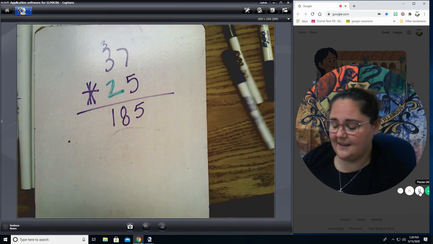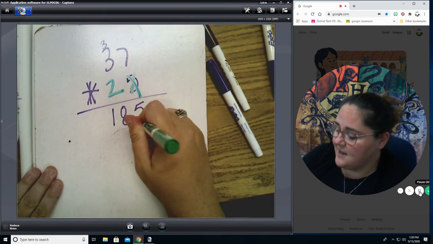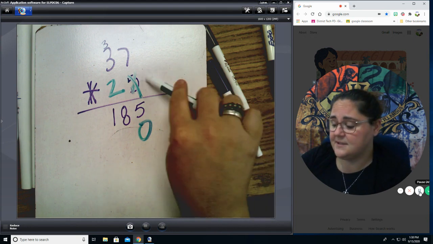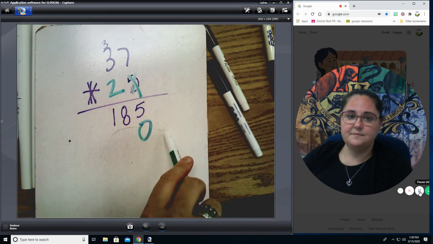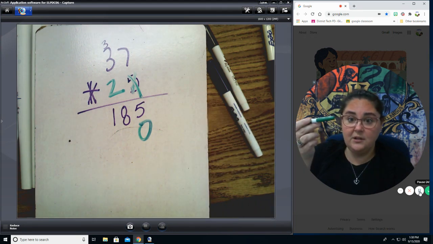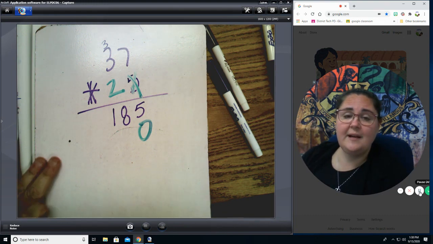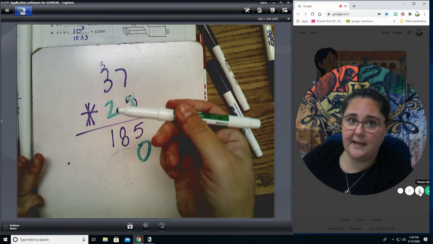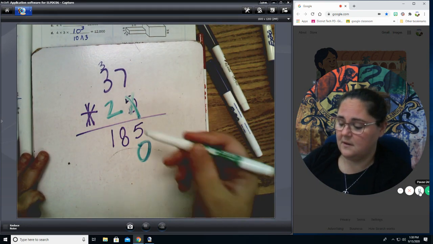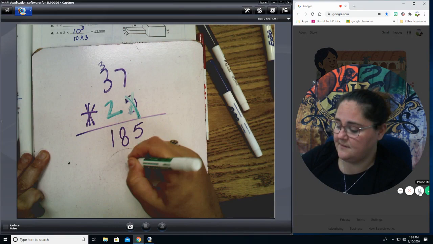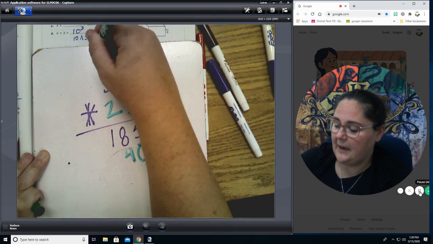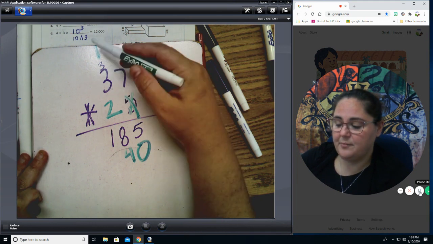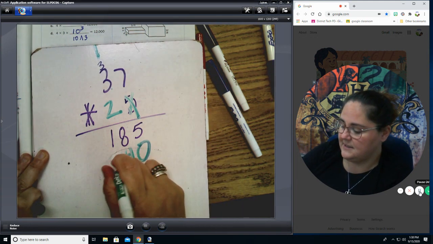Then I get to sing. My X's and the O's, they haunt me. For every X, it counts as 1 0. Now I'm going to look at my green marker. This is another reason why I use a different color, is because if I have to carry a number, I know I'm using the green. That's the number I'm looking for. 2 times 7 is 14. So I put my 4, carry my 1. 2 times 3 is 6, plus that 1 is 7.